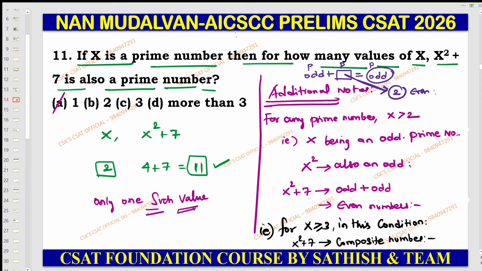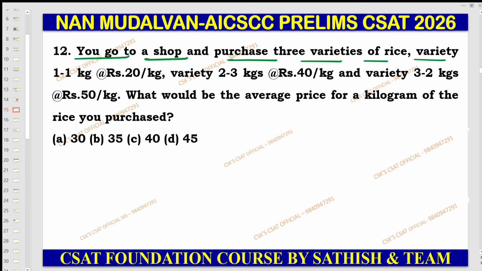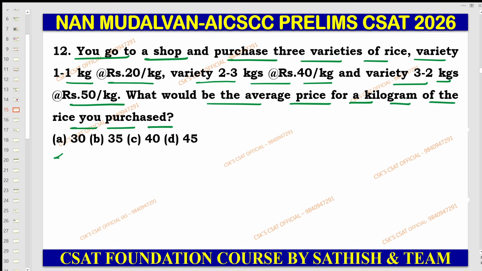All right. Shall I move to the next question? Fine. You go to the shop and purchase 3 varieties of rice. First variety 1 kg at rupees 20 per kg. Variety 2, 3 kgs at rupees 40. Variety 3, 2 kgs at rupees 50 per kg. What would be the average price for a kilogram of the rice you purchased? Very simple question.